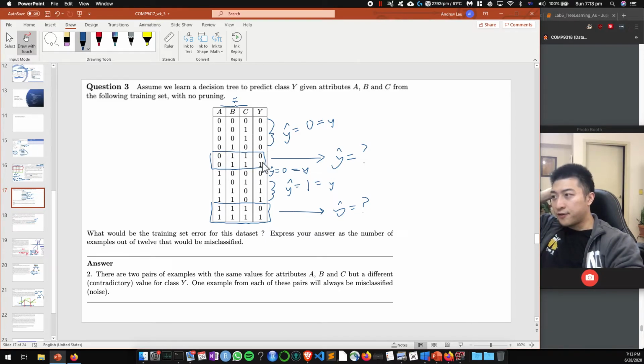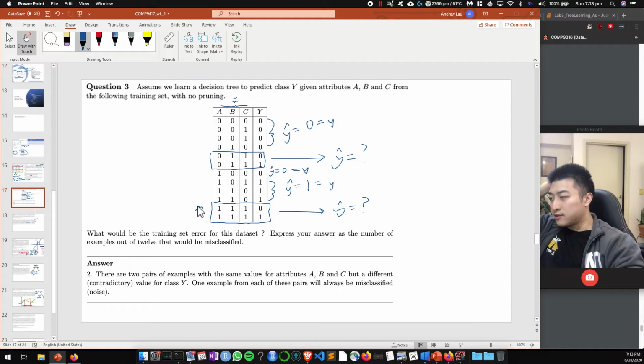There's no way to differentiate these two. This would always generate an error. These other ones are fine because they're unique, right? And even though these two are the same, feature-wise the target's the same, so it's fine. The only other time this happens is here, where the features are the same, right?